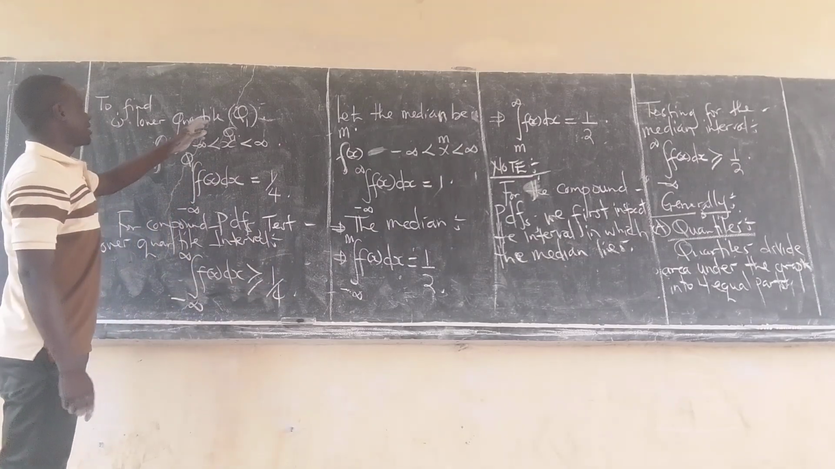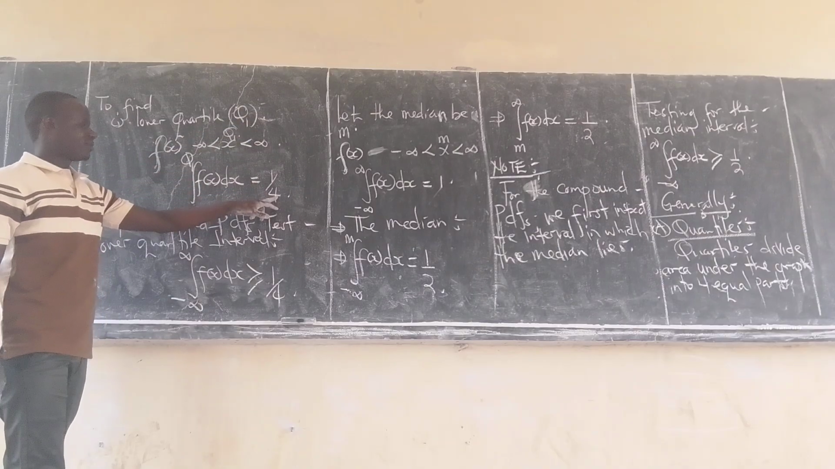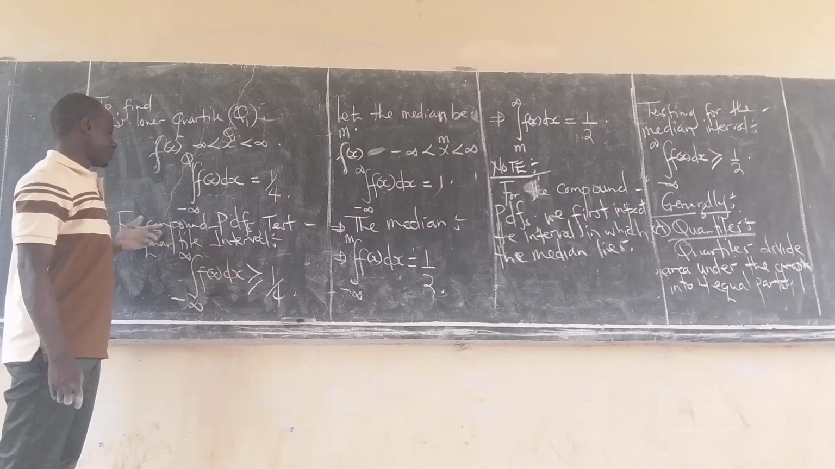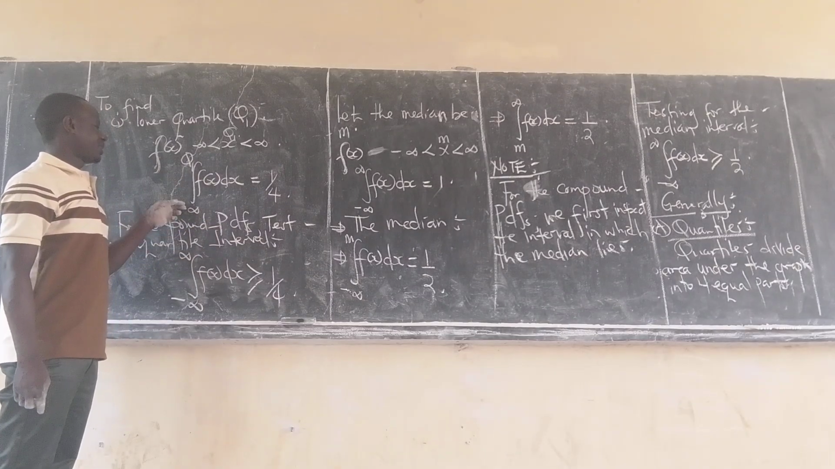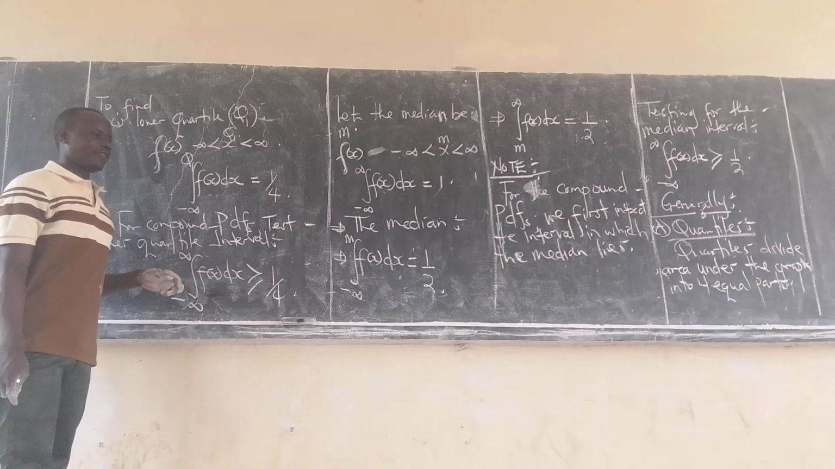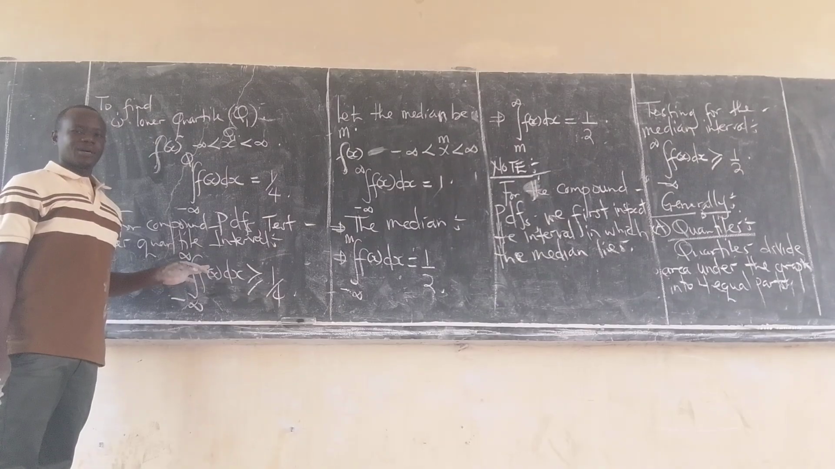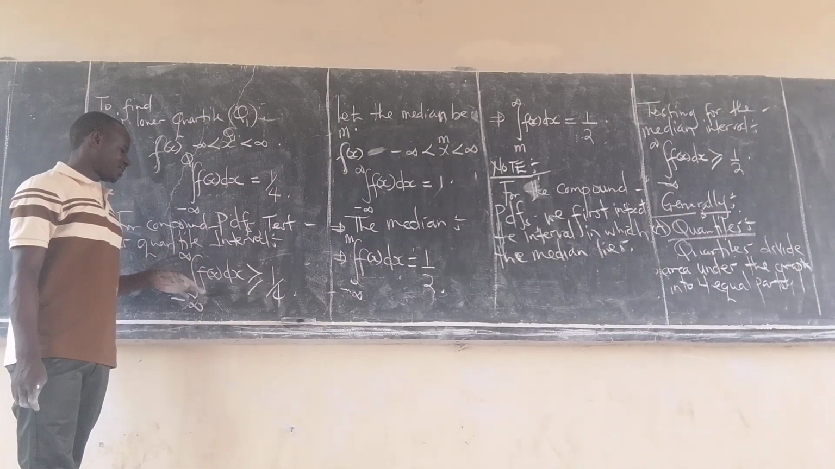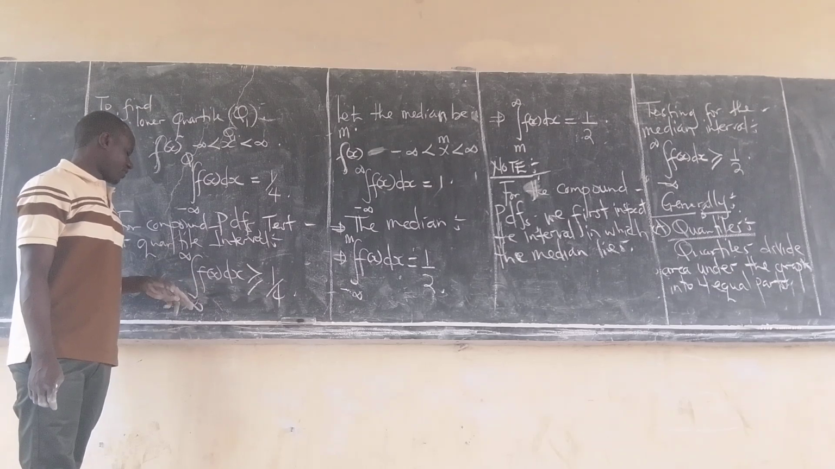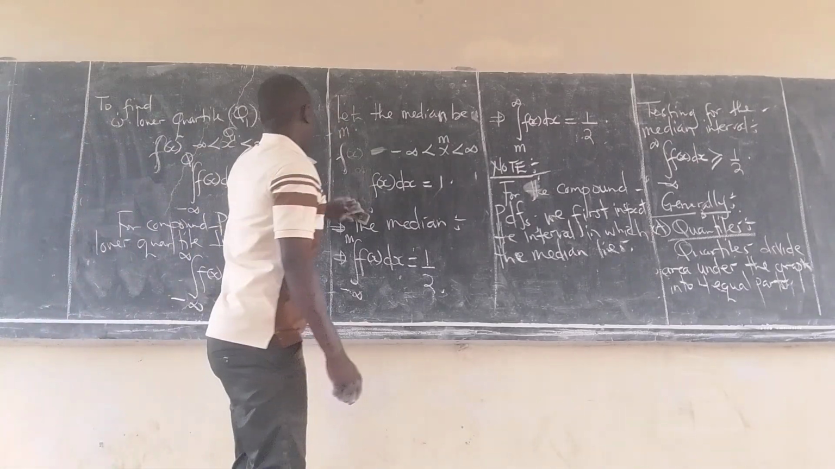So if it is an upper quartile Q3, now this one becomes 3/4. And if it is a simple PDF, you go direct and calculate. But if it is a compound, then you must first test the interval that contains the lower quartile, and it will be that interval whose integral from the lower limit to the upper limit of the PDF is at least a quarter.